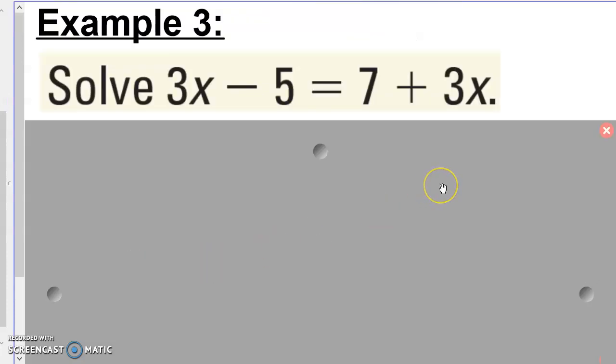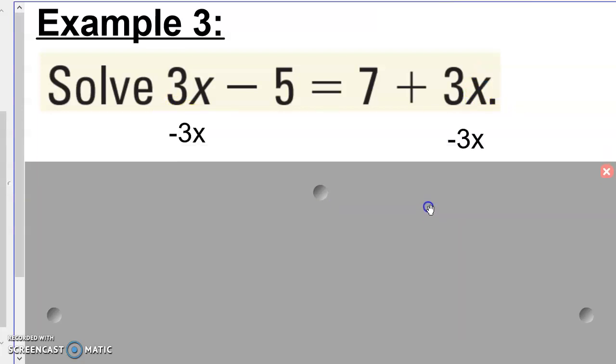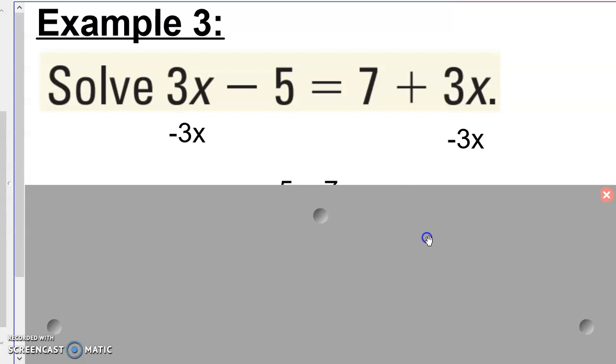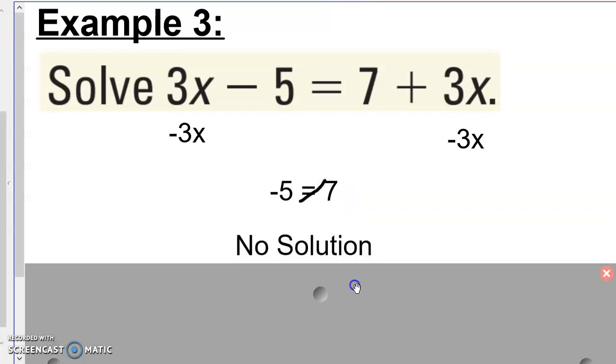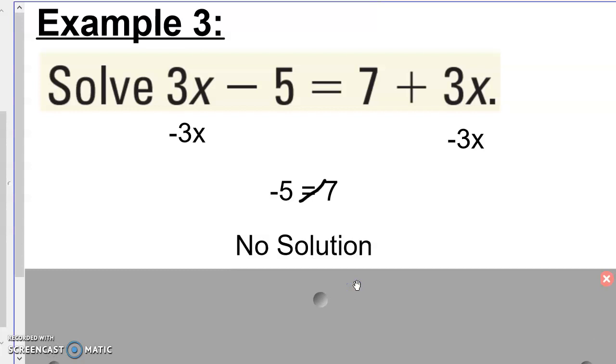Okay, another one with variables on both sides. I have an option here. I can subtract 3x, or I could subtract a 3x. Well, I'm going to subtract a 3x, obviously, but that leaves me with negative 5 equaling 7. And I know that negative 5 does not equal 7. But remember when we learned about this, that means that there is no solution.